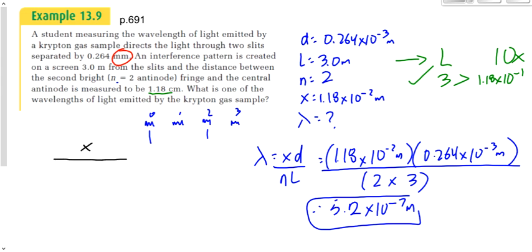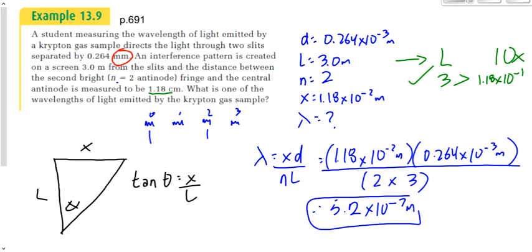This would be x, the distance from maximum to maximum. This would be L, the distance from the slits to the screen. This would be theta. Just find the angle. We could do that every time, but if we do that every time, then why wouldn't we just use the other equation, d sine theta over n?